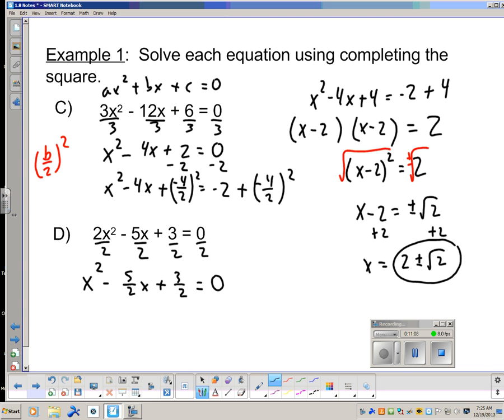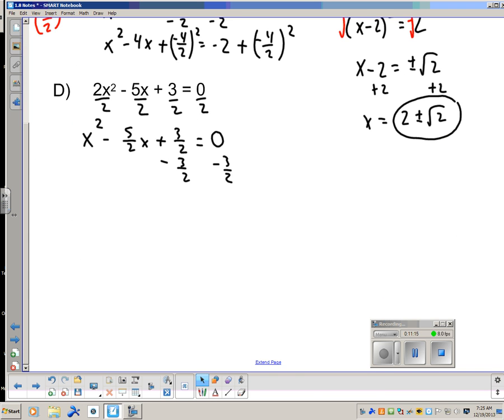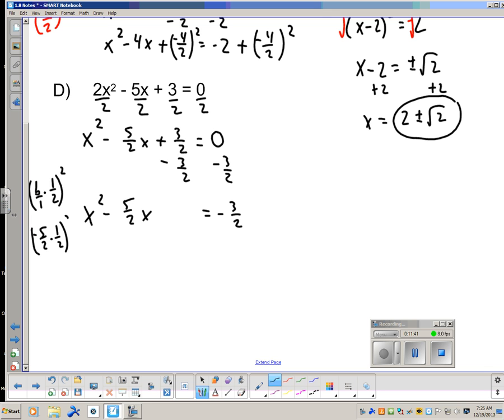So I'm going to bring my 3 halves over on the other side. I get x squared minus 5 halves x equals negative 3 halves. I'm supposed to now take b divided by 2 there and square it, or if you want to think about it, it can be b times 1/2. Same thing as dividing by 2, you can multiply by half. So my b here is negative 5 halves, so I can take negative 5 halves times 1/2 here and square it and add to both sides.